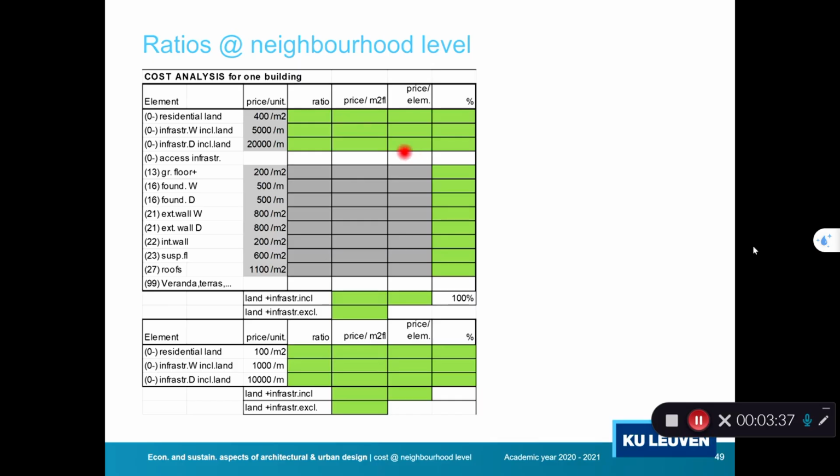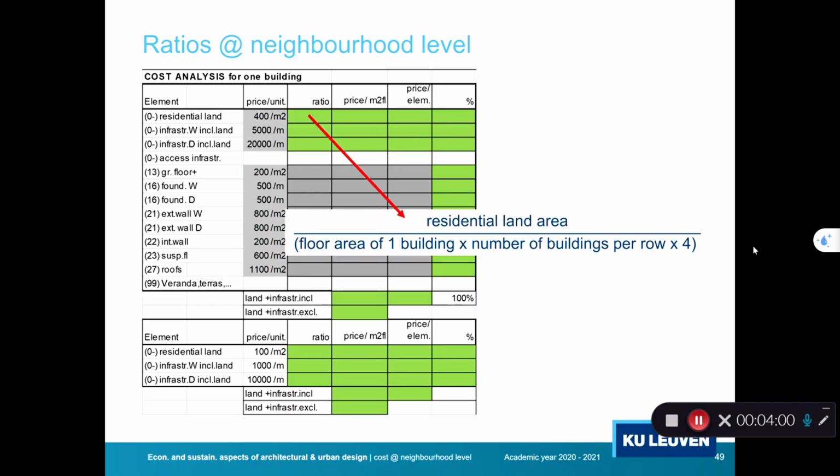What we do now is calculate the ratio of residential land, the ratio of the road parallel to the width of our plots, and the ratio of the roads parallel to the depth of our plots. And including these costs, by multiplying the ratio with the unit cost, we can also include these in the table. So this is what we additionally do.